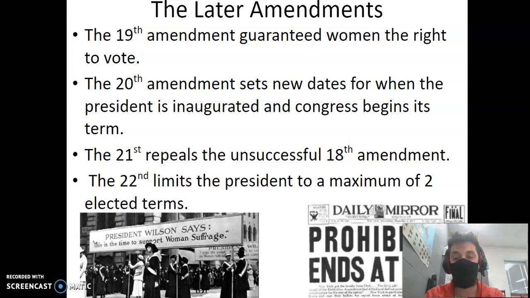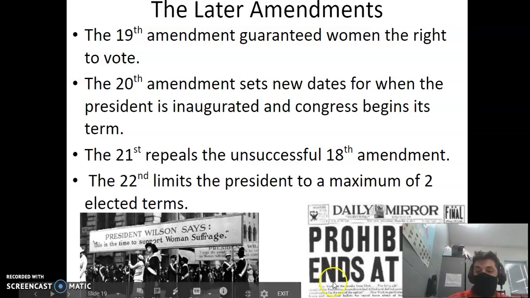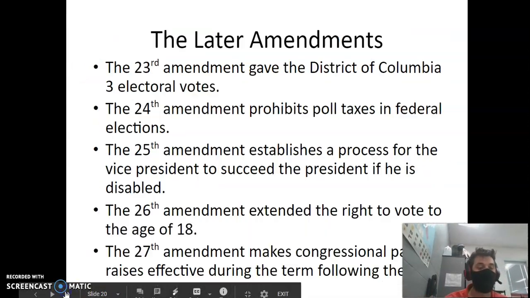The 21st Amendment repealed the stupid 18th Amendment. The 22nd limited the president to a maximum of 2 terms. Everybody was mad at FDR for some reason after he died.